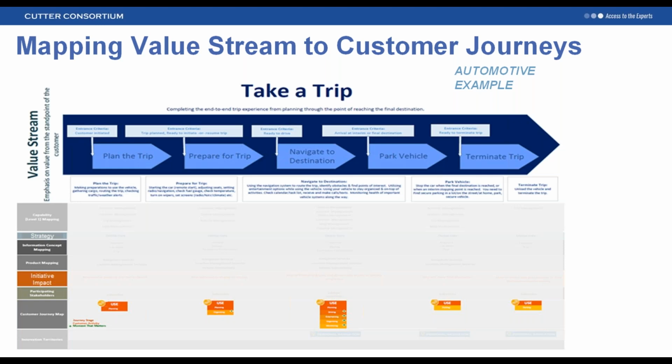It's take a trip, which is obviously what the customer does. It's customer facing. And below each value stream stage, which are the blue chevrons, you can see most of it's grayed out, but we are indicating, for example, which strategies are impacted, which initiatives are impacted, and so on. And then the orange and yellow that you see there is actually this company's journey phases that would be aligned.